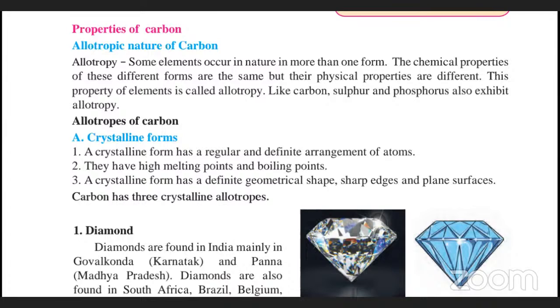Properties. Properties means खासियत. So we are going to study about some properties of carbon. First is the allotropic nature of carbon. Allotropy means what? Some elements occur in nature in more than one form. कुछ elements ऐसे होते हैं in nature which occur in more than one form.